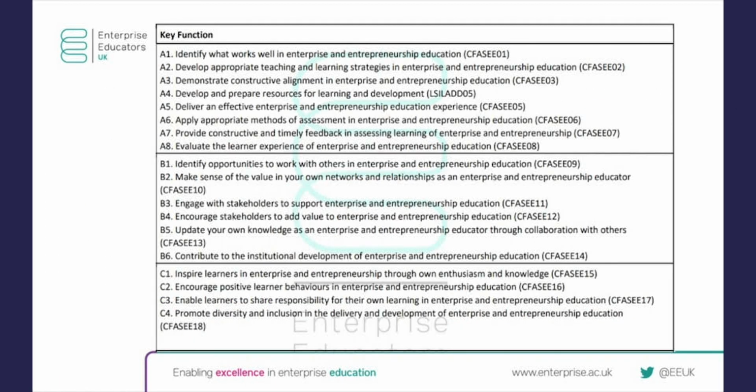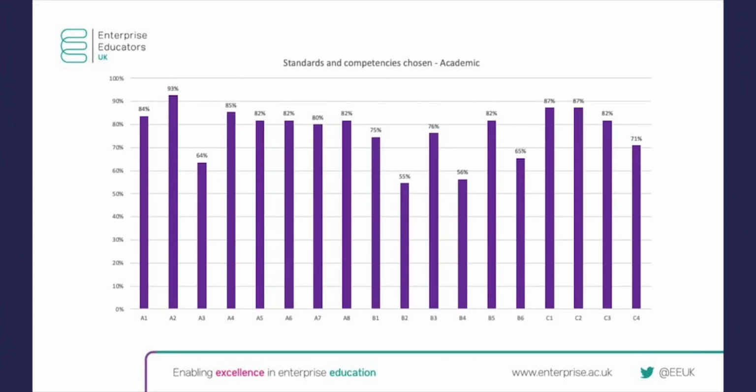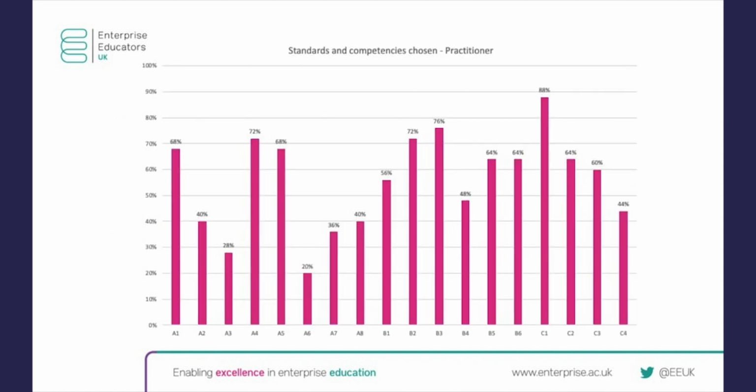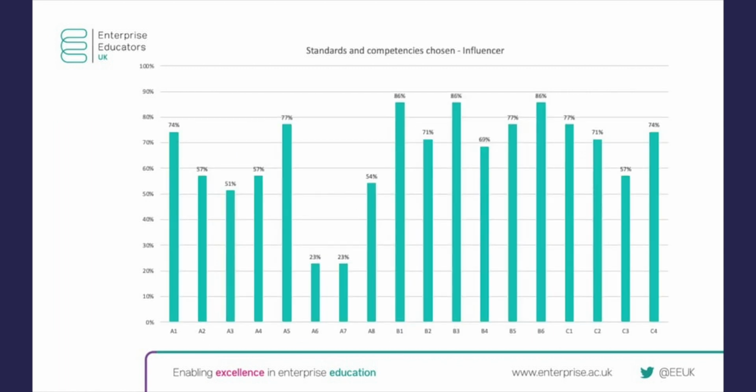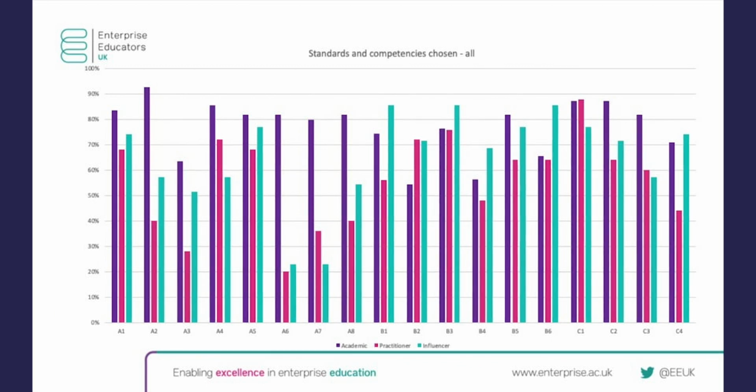Question 6 listed 18 individual standards and competencies taken from the IOEE standards and asked respondents to indicate which of these feature in your current role as an enterprise or entrepreneurship educator. Respondents were asked to tick all that apply. As you can see, as we look at each of the 3 identities that the respondents were sorted into, there are some interesting differences between the experience of the academic, the practitioner, and the influencer. Seen more clearly here as we overlay the data in this chart.